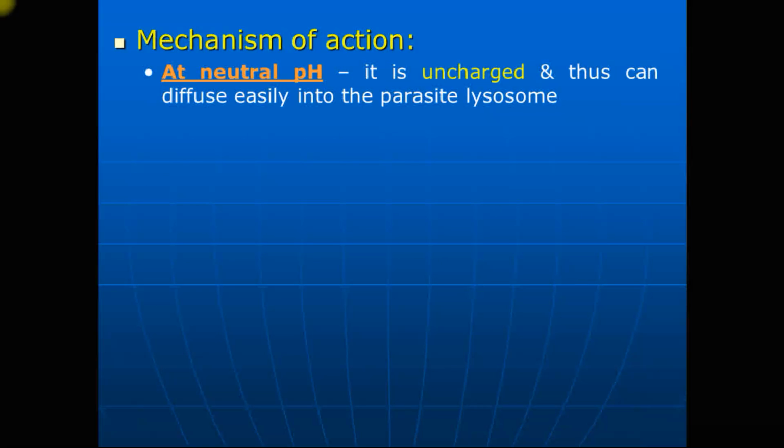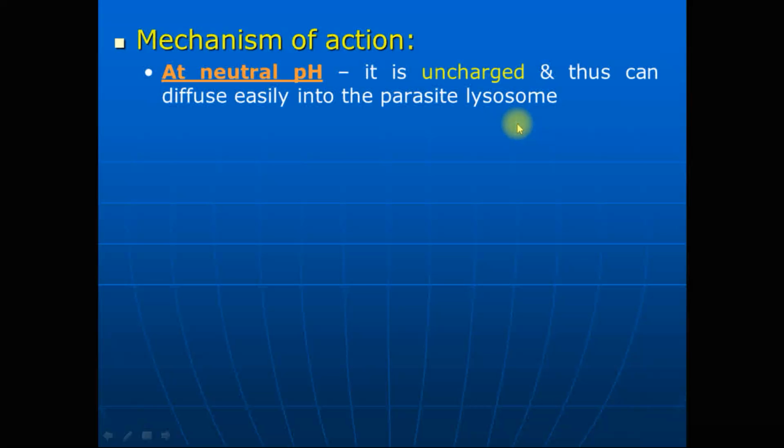Mechanism of action: you need to understand how it exactly enters the plasmodium. That is definitely the lysosomotropic action of chloroquine that you need to remember and understand. At the time of diffusion, at neutral pH, it is uncharged. You know that the uncharged form of a drug is lipid soluble, and a lipid soluble drug can easily diffuse, because like dissolves like, and the cell membrane is a phospholipid bilayer. So a lipophilic drug will easily diffuse and enter the parasite lysosome. So it has a preference for this lysosome.